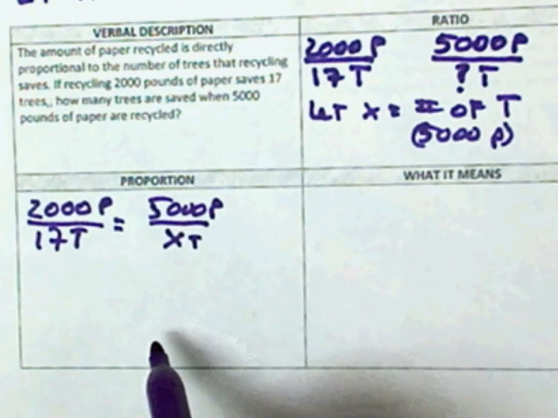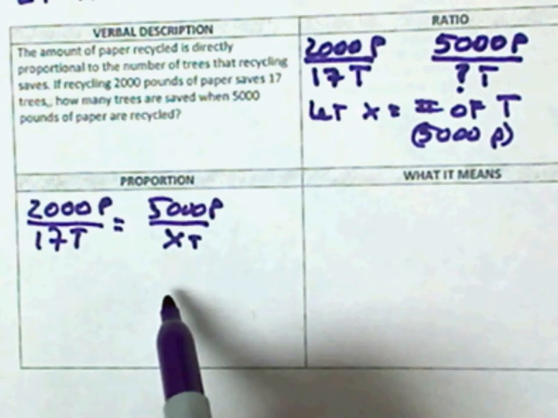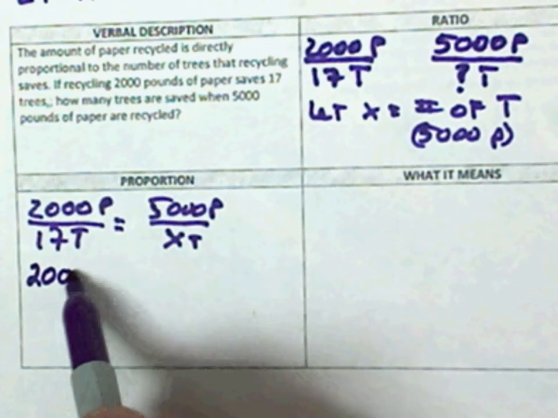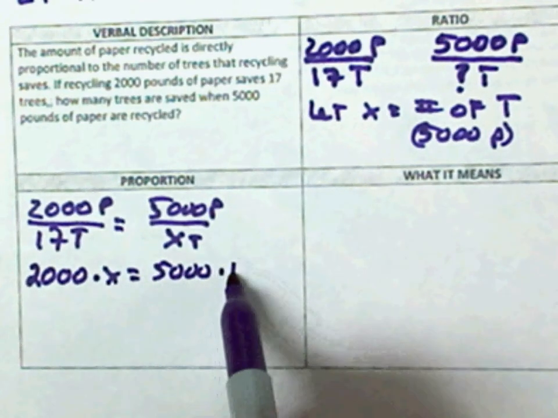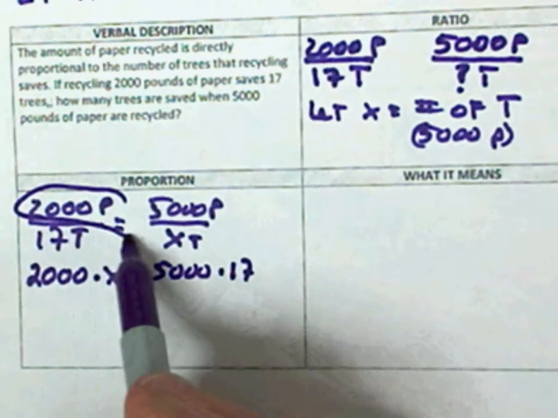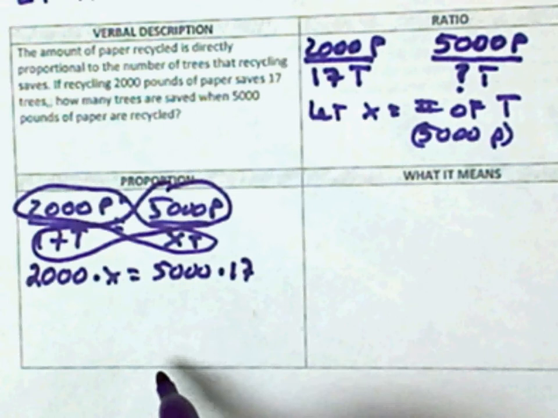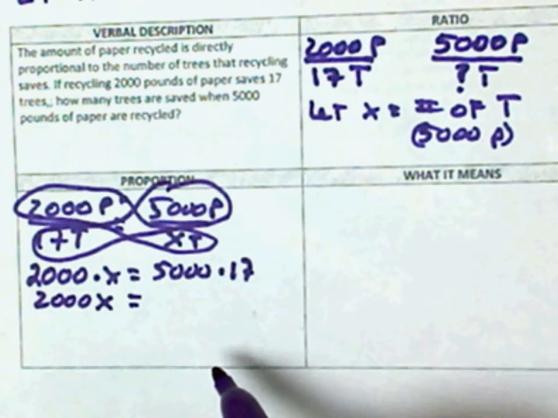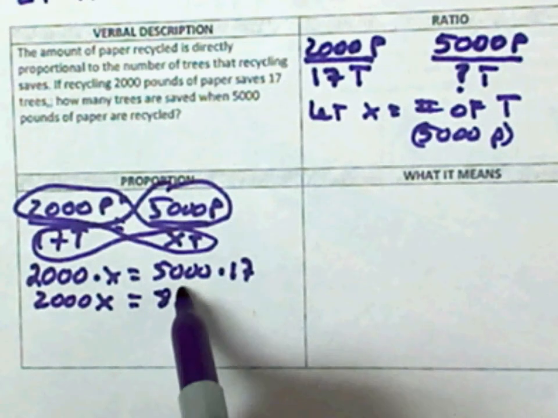So how do we solve this? Aiden, cross multiply, right? So we go 2,000 times X equals 5,000 times 17. Cross multiply means we're multiplying that times that. So 2,000 times X is 2,000X. What's 5,000 times 17? Alex? 85,000. Okay, so we have 2,000X equals 85,000.